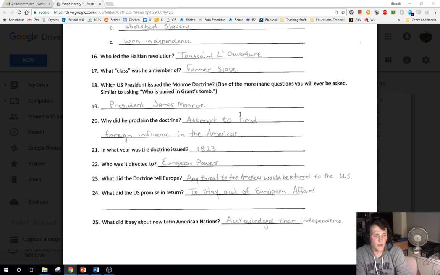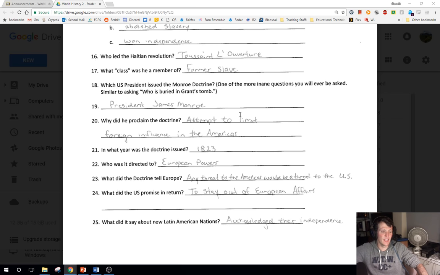It's directed at the European powers, and what it's basically saying to Europe is that any threat to the Americas and these newly established independent republics in Latin America, essentially, could be seen as a threat to the United States, and thus potentially considered an act of war. The U.S. is basically saying to Europe to step off and stay out of our business here in the Western Hemisphere, and in doing so, we will also stay out of your business in the Eastern Hemisphere, in Europe in particular.